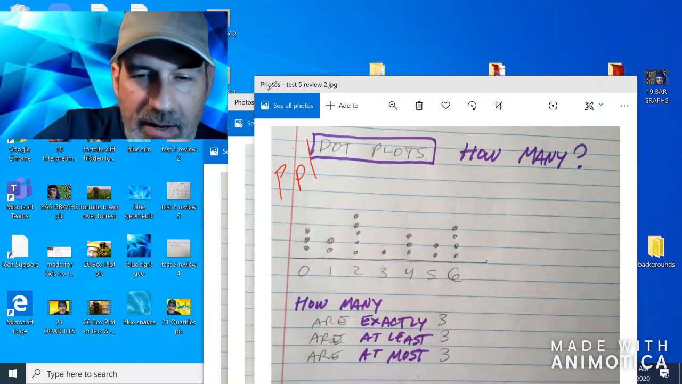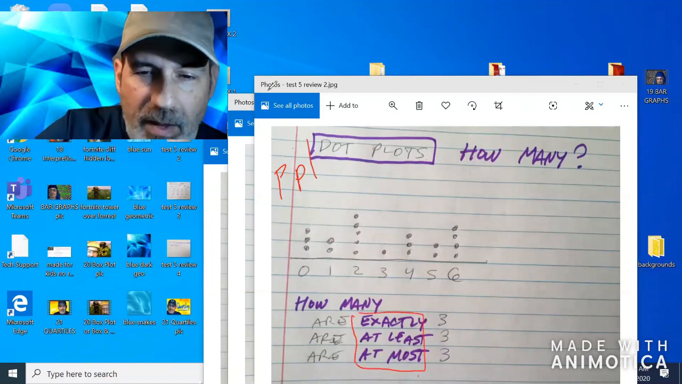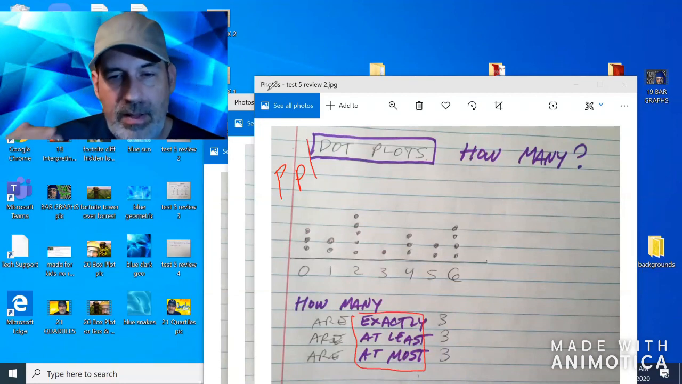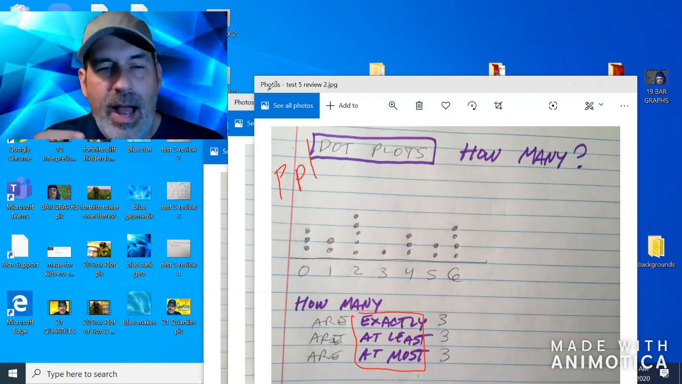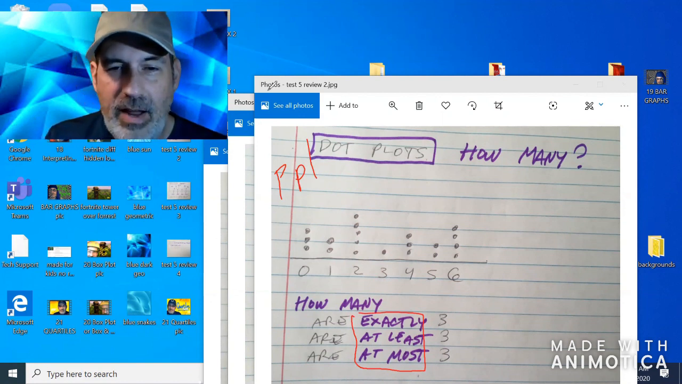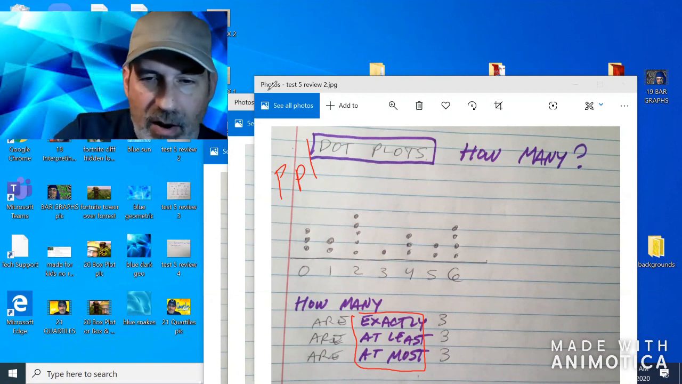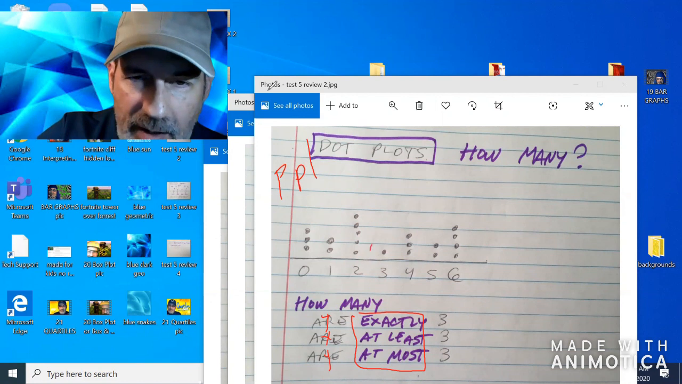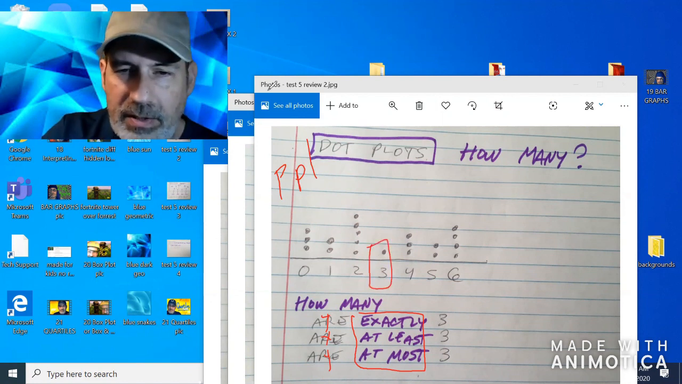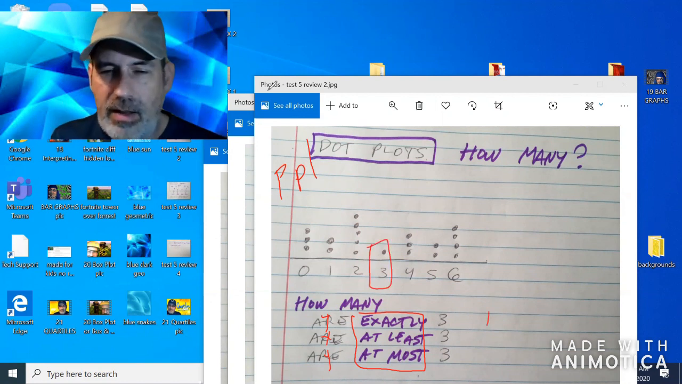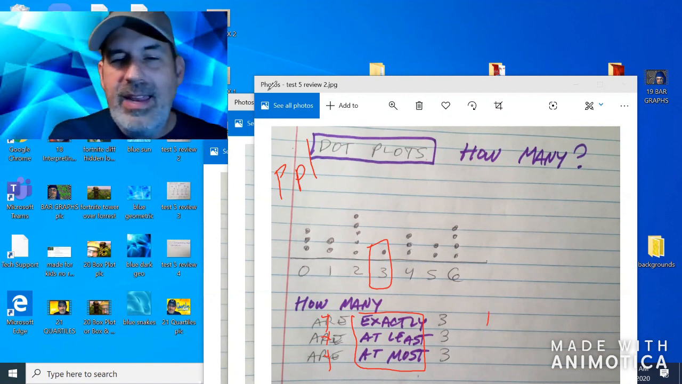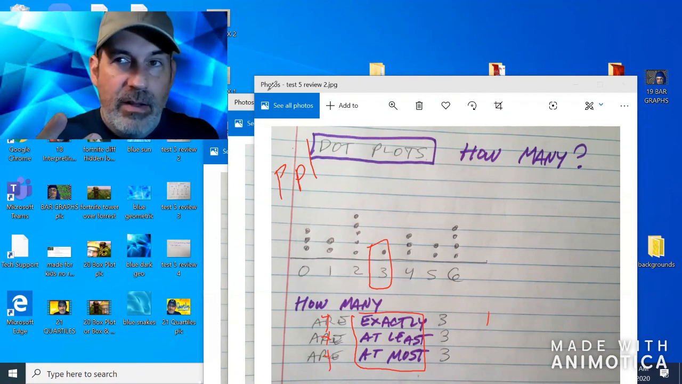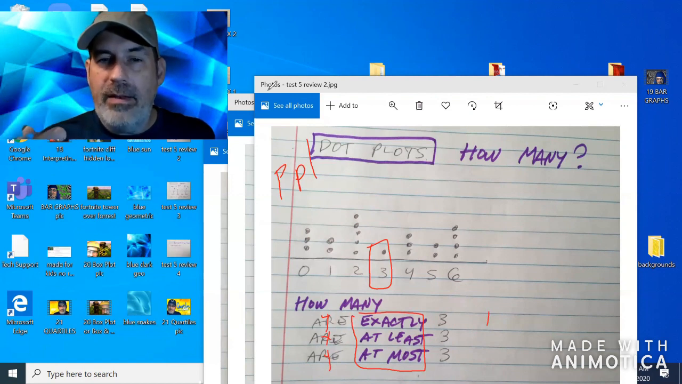So we need to understand the difference in maximum, minimum, least, most, obviously exactly is easy, okay? How many people or students, we're going to say 8, exactly 3. Okay, well, exactly 3 is right here. Only one person, there's one dot, so only one, okay? How many students ate at least 3? So they could have had 3 or what?